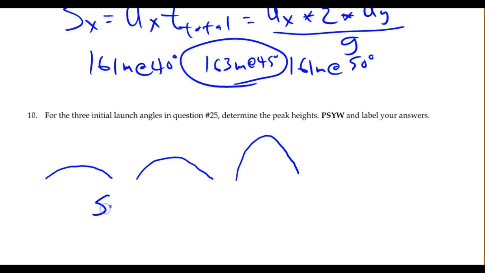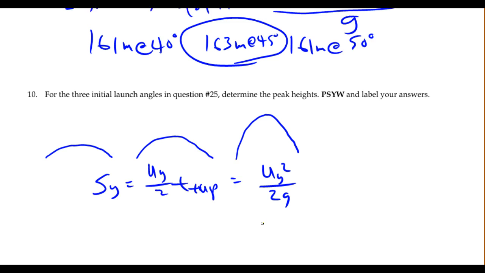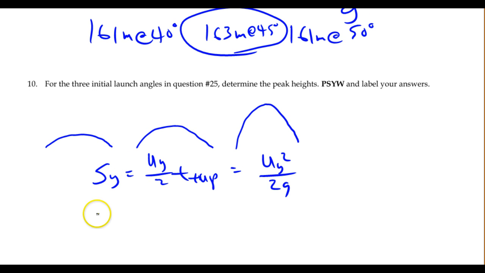To determine the sy, it's equal to uy over 2 times the time to the top, or time up, as we saw before. And the time to get to the top is uy divided by g. So what we really have here is uy squared over 2g. So if we put in the values for the vertical velocities at the beginning, for 40 degrees, we're going to get a maximum peak of 33.7 meters.